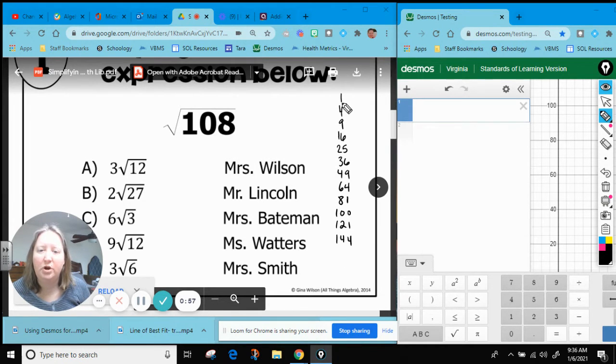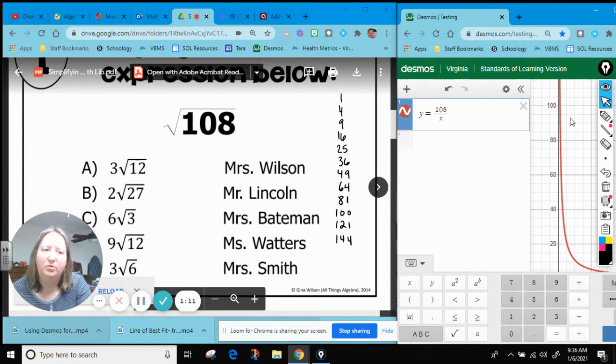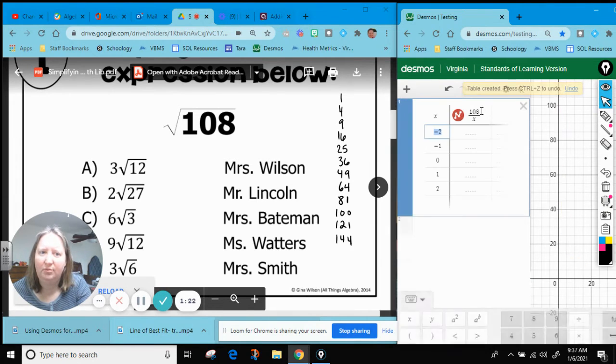108, okay, we want to know what of these numbers could be factors of 108. So what I do is I come over here and I say y is equal to 108 divided by x. Okay, so it puts something on the graph. Don't really worry about what's on the graph right now. This is what you should have, and you want to change to a table. So you're going to come up here to the cogwheel and hit table.